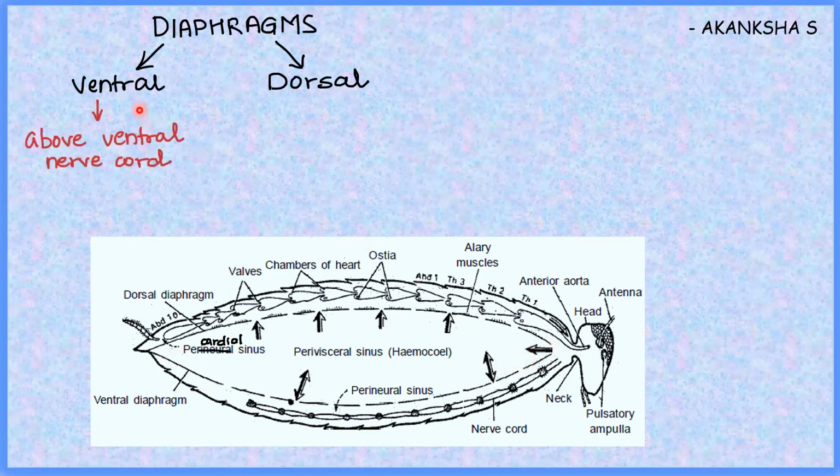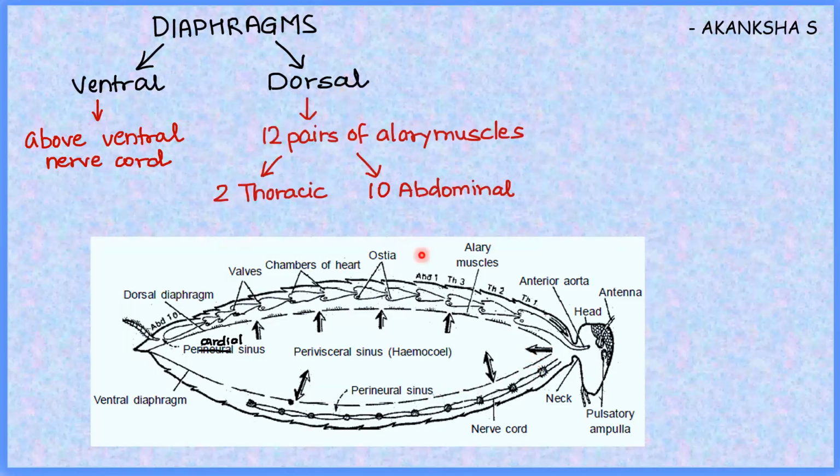The ventral diaphragm is just above the nerve cord. Can you see over here? This is the nerve cord, the nervous system connector. Just above that, there is a partitioning system called the ventral diaphragm. The dorsal diaphragm is basically just below the chambers of the heart. So you can see the chambers of the heart, and just below that, there is a partitioning called the dorsal diaphragm. So on the dorsal side means what?